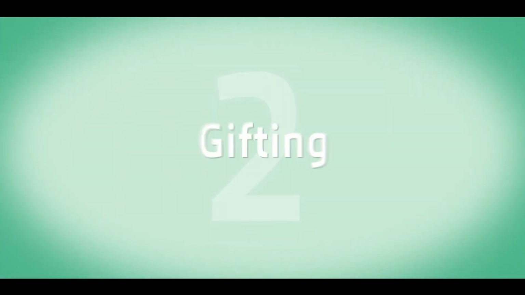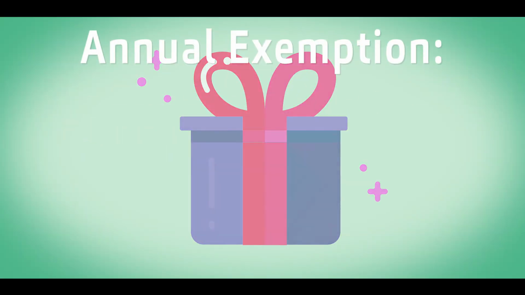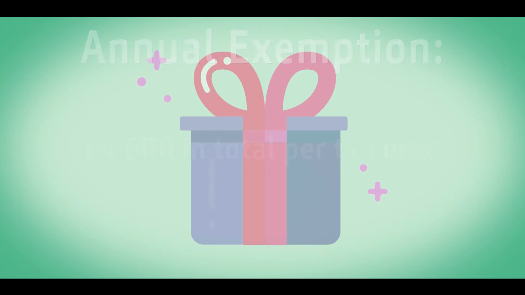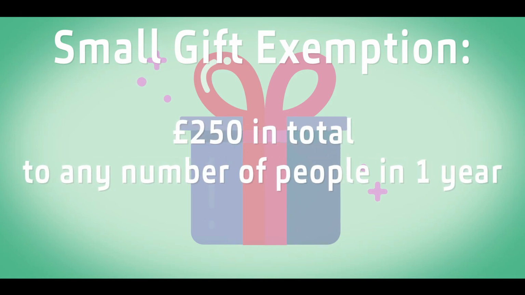Gifting is another option that I'd always recommend to consider, allowing you to gift assets or money directly to your beneficiaries and also allowing you to see them enjoy the benefit of these. There are a number of exemptions that you can consider when gifting that allow you to reduce your inheritance tax liabilities. Firstly, we have the annual exemption, which allows you to gift up to £3,000 in total per tax year. We also have the small gift exemption, allowing you to give up to £250 per person per year.